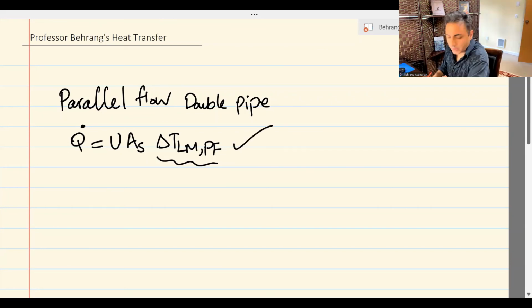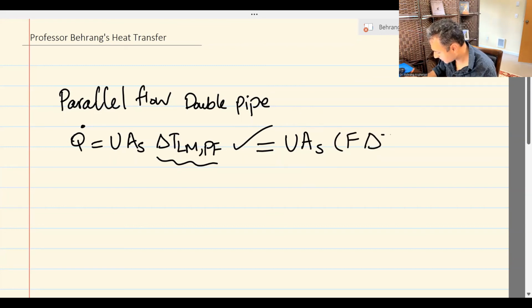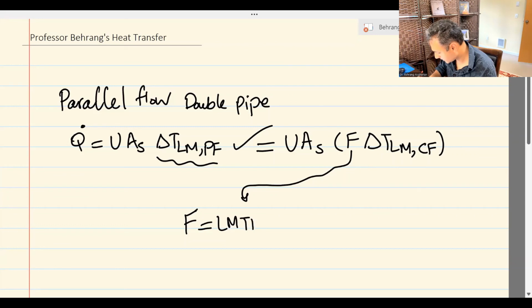What if you want to use the counterflow LMTD? In that case, what are you supposed to do? This equals Q dot, which equals U times A_s times F times delta T_lm counterflow. That's what it is. This F, in this case, I'm going to write it big enough, this F would be LMTD, in quotations, parallel flow, like this, in quotations, P and R.